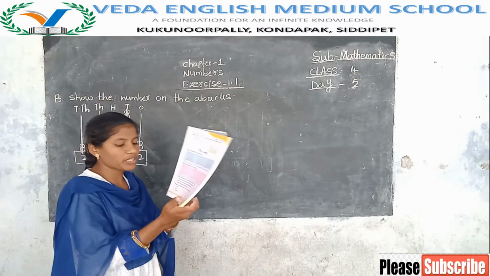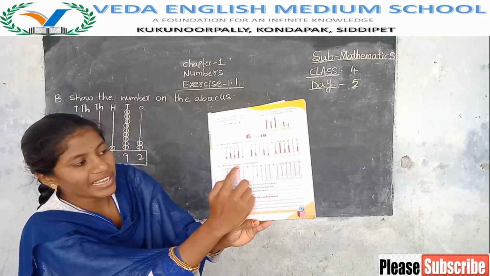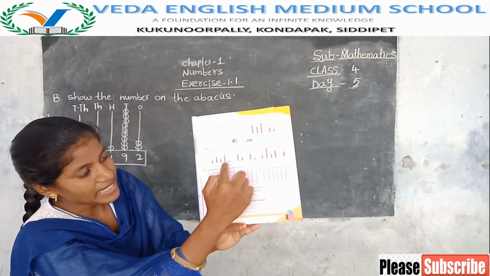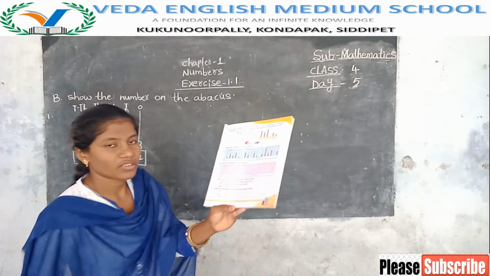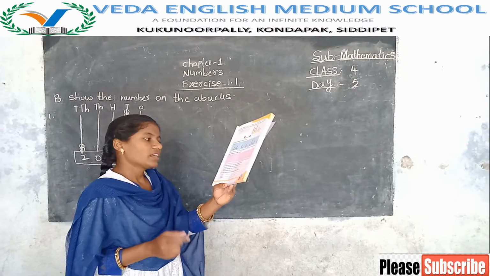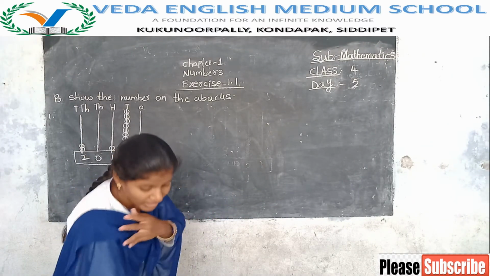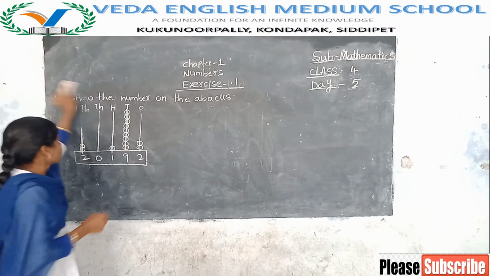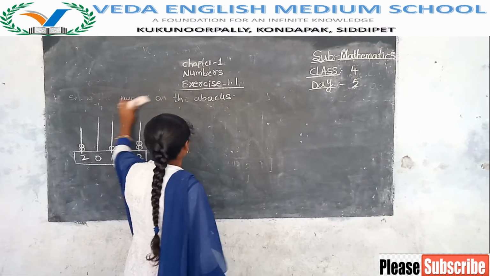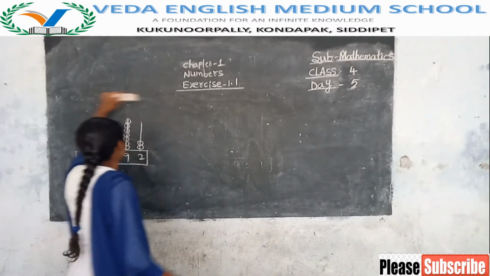So see in your textbooks, page number 7. Show the number on the abacus. It is the second bit. In the second bit, 2 more problems are there. That is your homework. Okay. Now 2 bits have completed, enough. Today I will say how to write the numbers. How to write the numbers means, you know how to write the numbers up to 10,000.